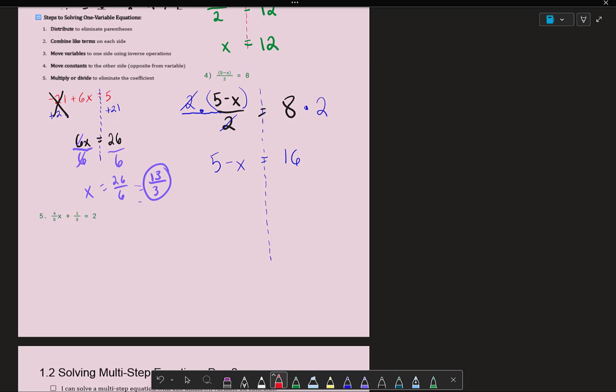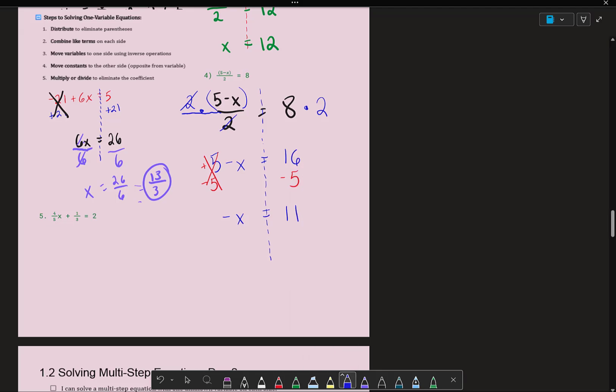Our next step, now we want to move this. This is a positive 5. Don't get tricked by this negative symbol here in front of the x. The 5 is being added to the negative x. So the inverse operation here is we're going to subtract 5 from that positive 5, and we're going to subtract 5 from 16. 5 minus 5 just gives us 0. We're going to bring down our negative x, and that's going to be 16 minus 5 gives us 11.